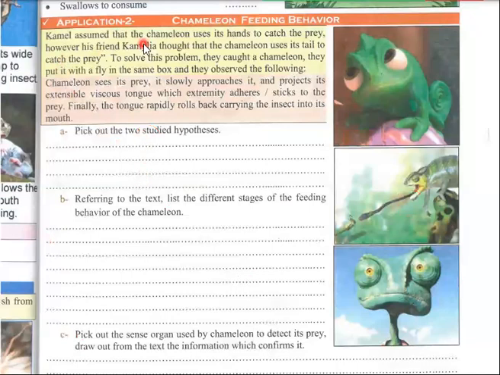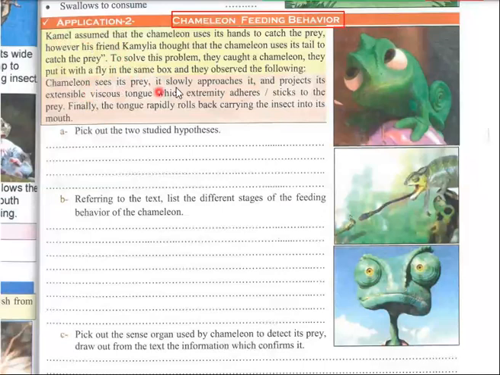So in application 2, we're talking about chameleon feeding behavior. Let me remind you that a feeding behavior is the actions taken by an animal toward obtaining its food. In this question, they're saying that Camel assumed that the chameleon uses its hands to catch the prey. Camel is not sure, but he's assuming that. However, his friend Camellia thought that the chameleon uses its tail to catch the prey. So two friends have two different opinions, and we're not sure which one is correct.